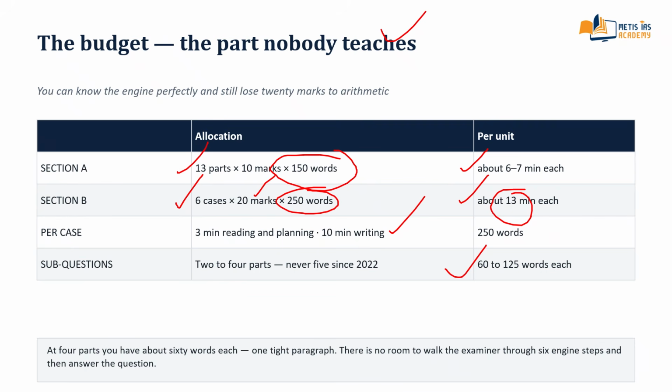Nothing since 2022 has asked 5. At 4 parts, you have about 60 words each, which is one tight paragraph. There is no room to walk the examiner through 6 engine steps and then answer the question.